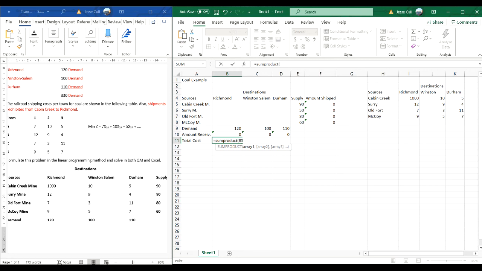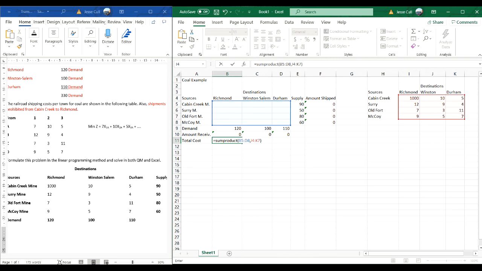So sum product is array number 1 is B5 to D8, comma. Array number 2 is I4 to K7. And we'll close our brackets. Those 2 arrays represent our multiplication. We find our total cost by multiplying these numbers times the amount shipped.